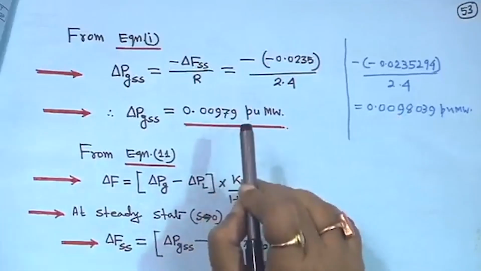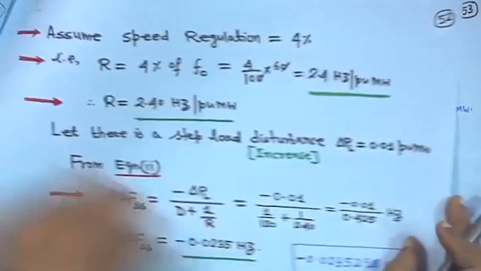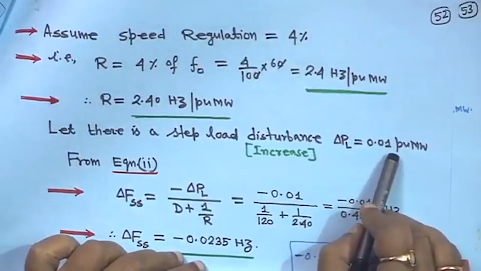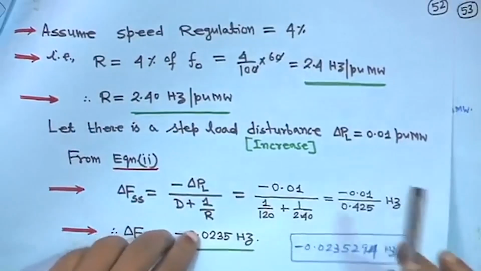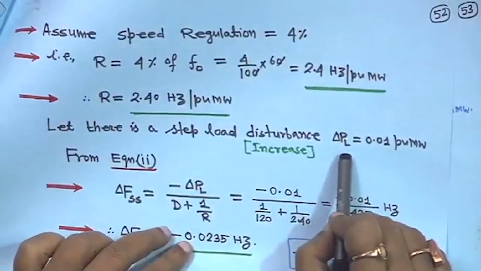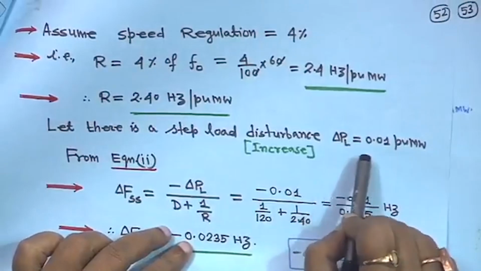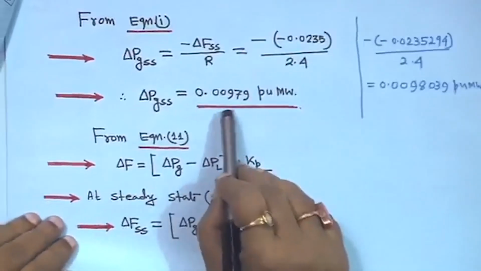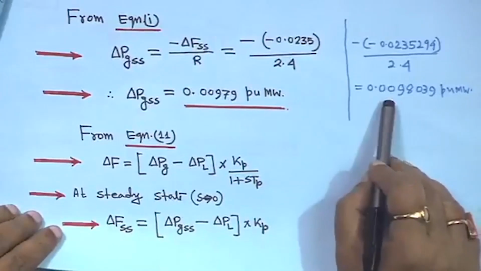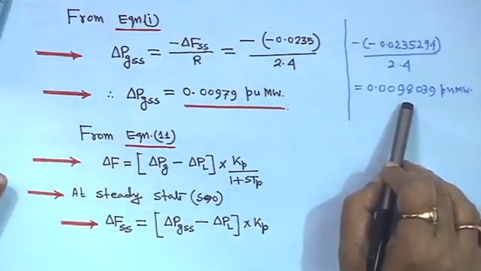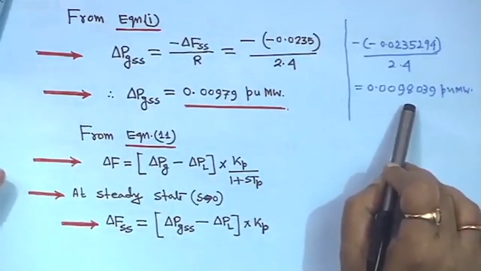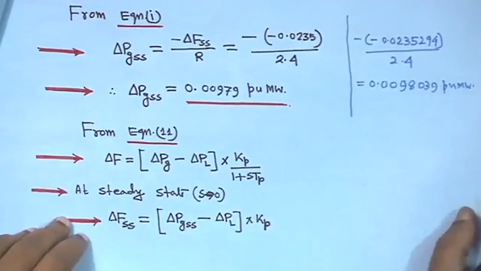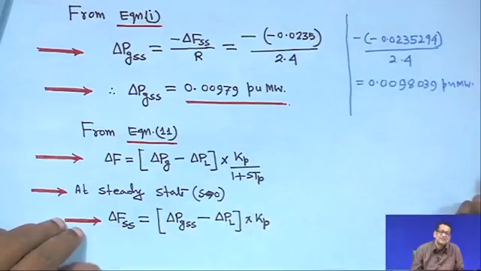Now, the question is, we have taken the load disturbance as 0.01 per unit megawatt, but the generation at steady state should match the load. So, delta PGSS should have become 0.01, but in this case it is coming 0.00979, or in other words 0.0098. So, slightly less. So, why is this happening? I will show you now. This is happening because the load is sensitive to changes in frequency.